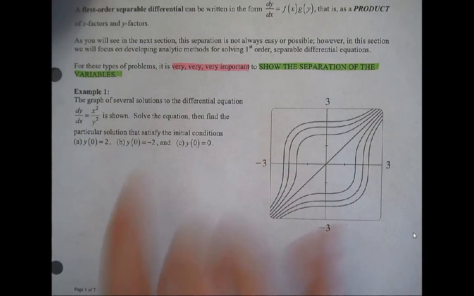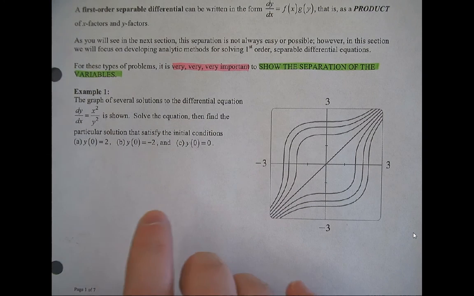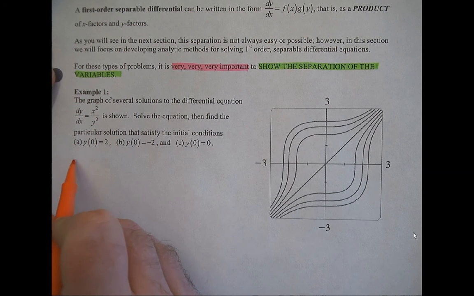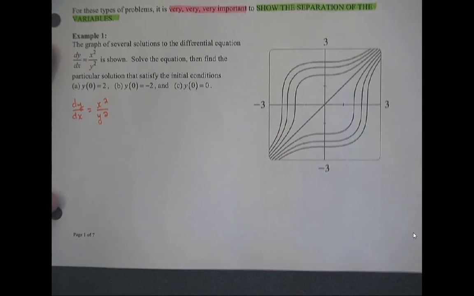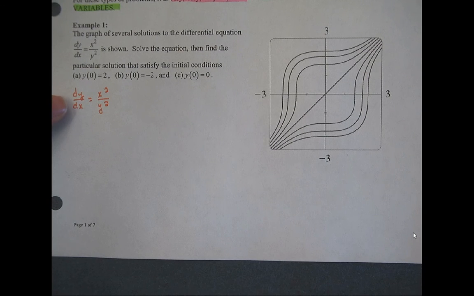All right, so solve the equation and then find these particular solutions. What we have to do first is solve it. So my equation is dy dx equals x squared over y squared. My goal is to get y by itself, get f of x, whatever you want to write it as. I would integrate, right? Well, do you know how to integrate something that has x and y on the same side? No. So that's why we have to separate first.